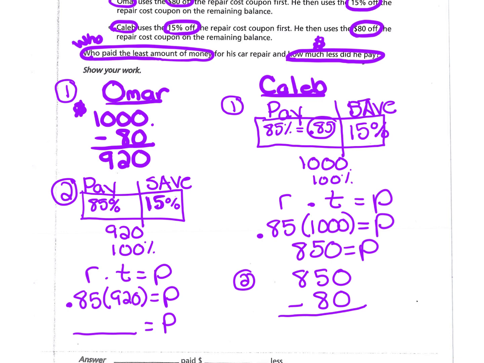Make sure you go back to what they want. Who paid the least amount of money? We need a name. And what's the difference? How much less did he pay? This concludes Packet B.